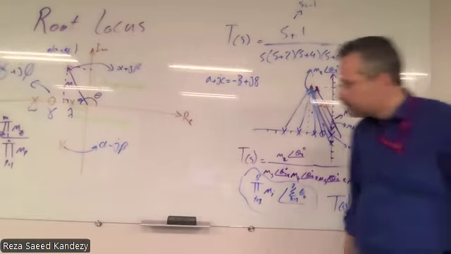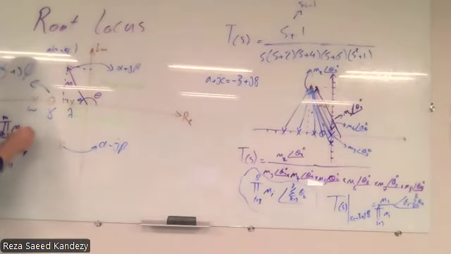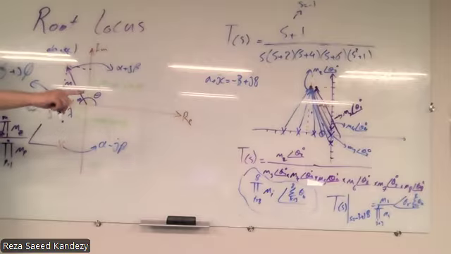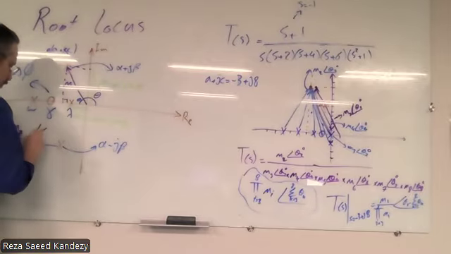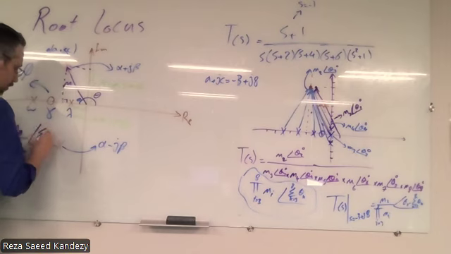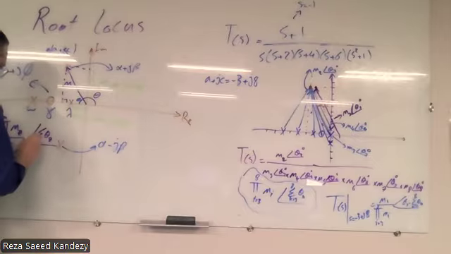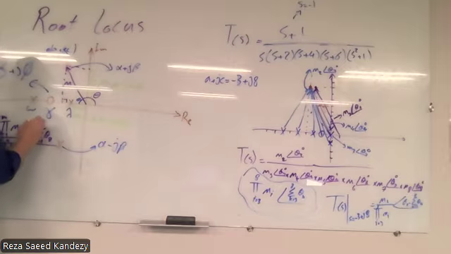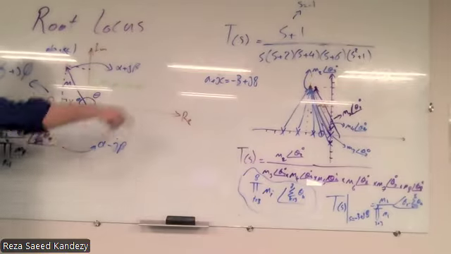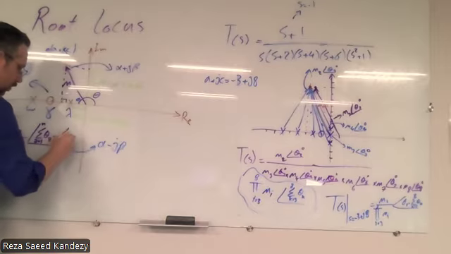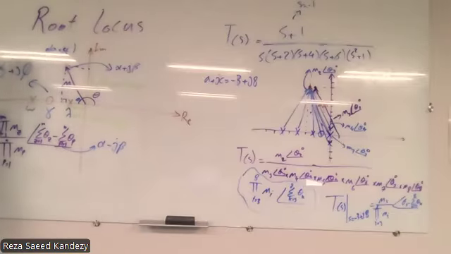Okay? Now, what about the phase angle? The phase angle, we know, is going to be the summation of the thetas of the zeros, those vectors that connect the zeros, from the first zero all the way to the nth zero, minus the summation of the theta of the poles from 1 to n. Any question?